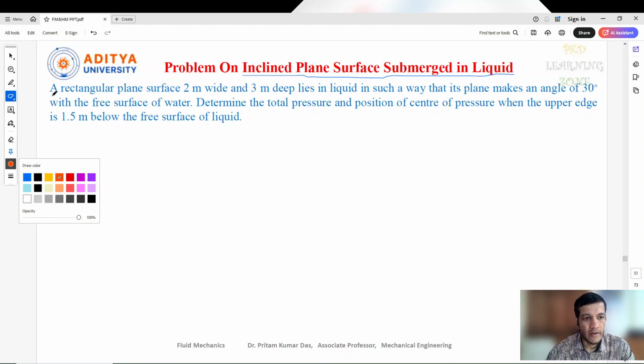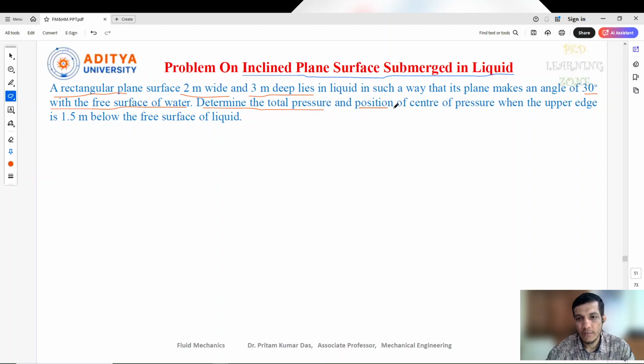So here I have taken a question: a rectangular plane surface 2 meter wide and 3 meter deep lies in a liquid in such a way that its plane makes an angle of 30° with the free surface of the water. Determine the total pressure and position of the center of pressure when the upper edge is 1.5 meter below the free surface of the liquid.